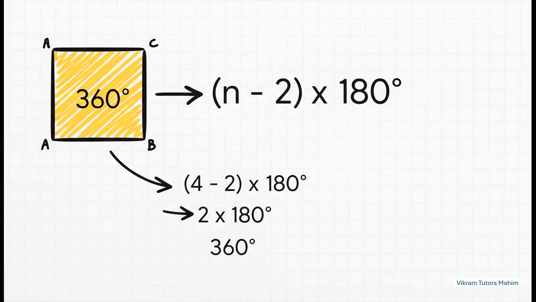A square has 4 sides, so n is 4. Okay, 2 times 4 is 8, minus 4 is 4. And 4 times 90 degrees, that's 360 degrees. Yep, it works perfectly. It's really just a clever shortcut for counting up the angles of all the triangles you can split a polygon into.